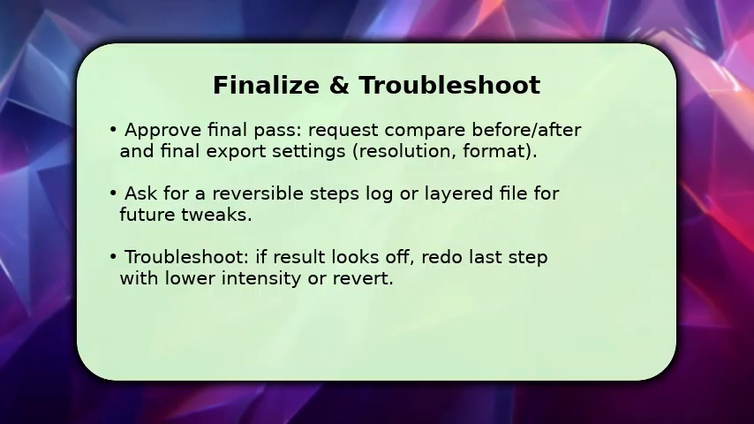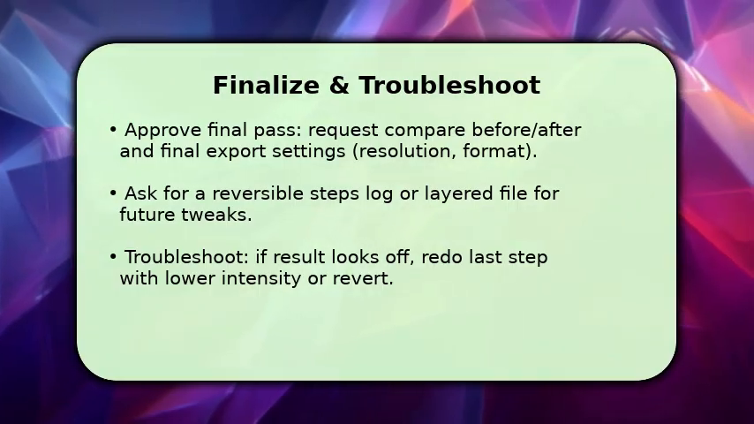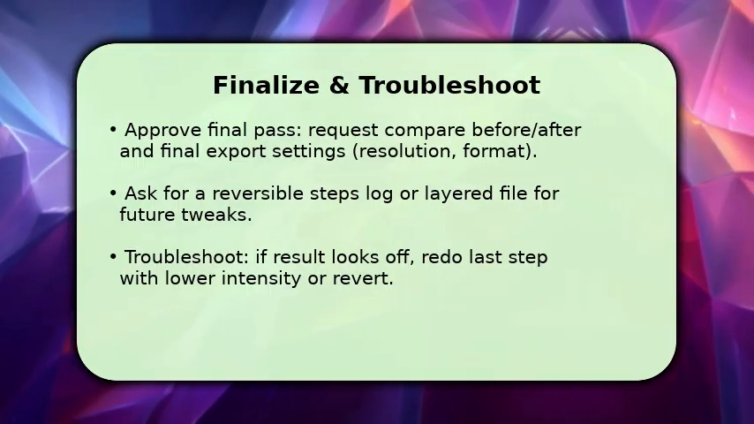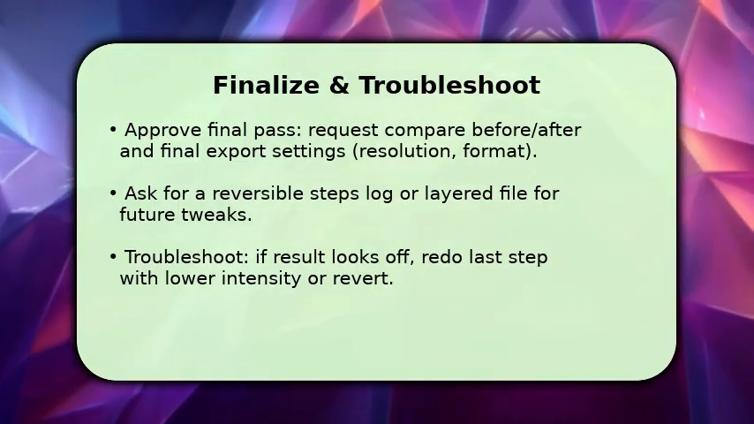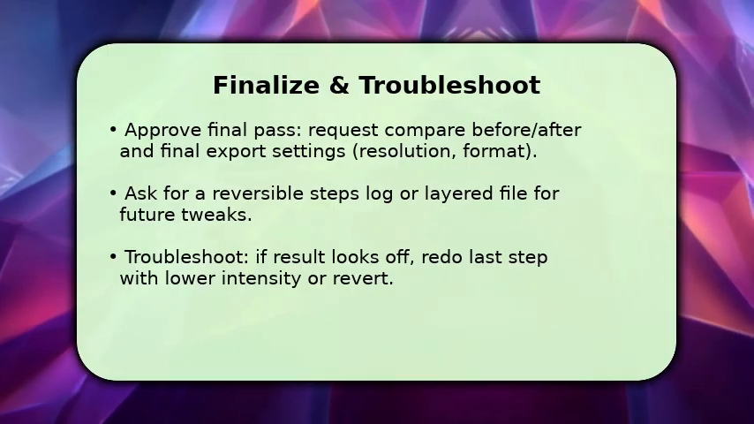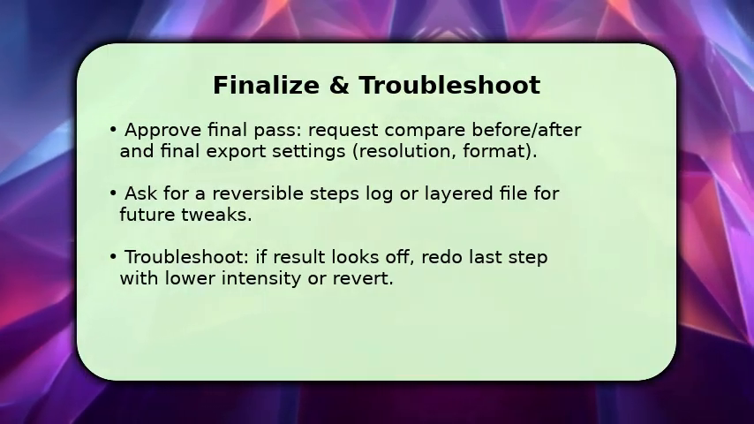If you spot an issue, first revert the last change or reduce its intensity rather than redoing everything. This preserves earlier correct work. If colors shift, ask for an ICC profile or specific white balance, Kelvin value to stabilize results.